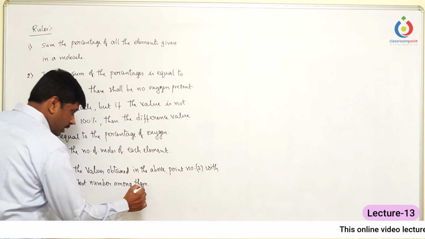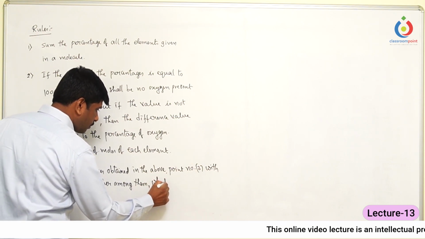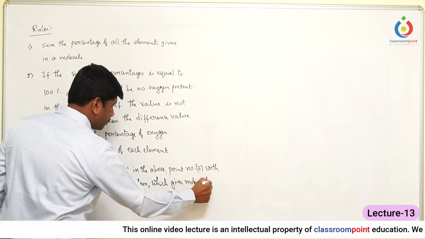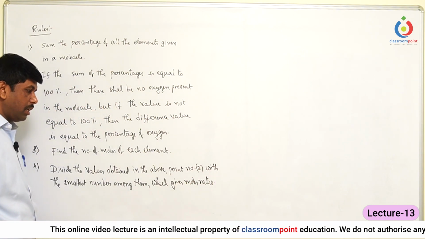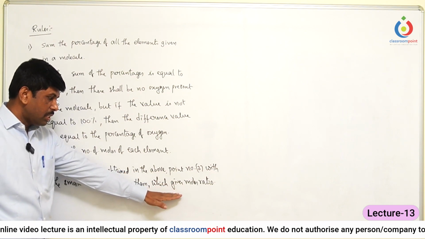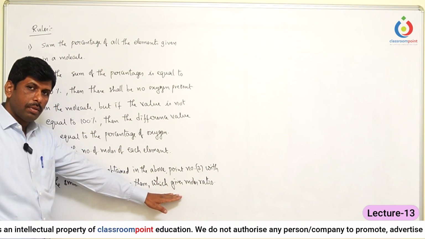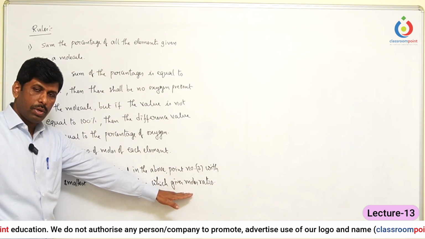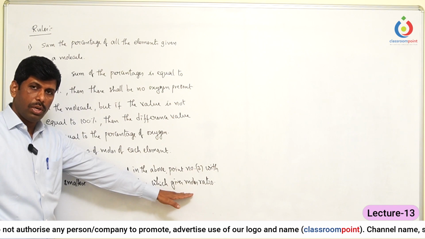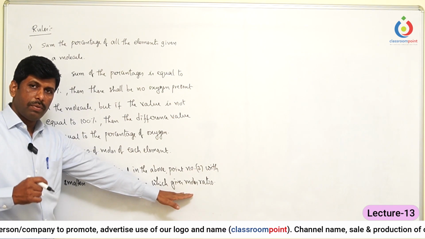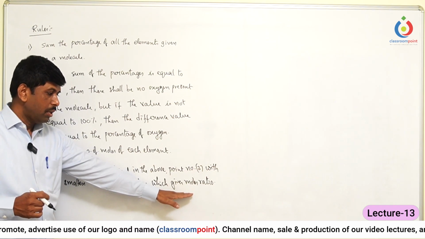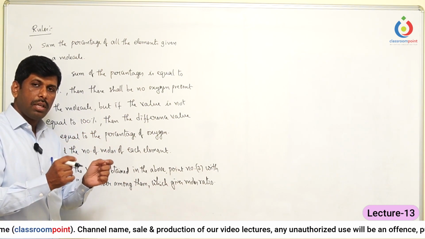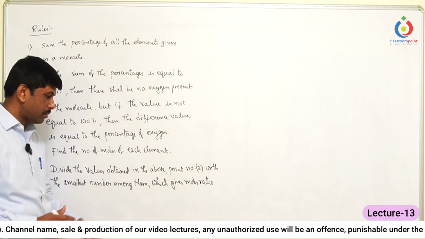That means the simplest ratio of the elements. So in this case, if you get whole numbers directly, then that is the empirical formula. If the ratio values you are getting are not simple whole numbers, if they are in the form of fractional values, then we have to multiply the entire values again with a suitable number in order to get whole number values.